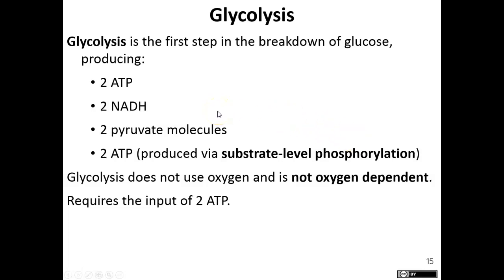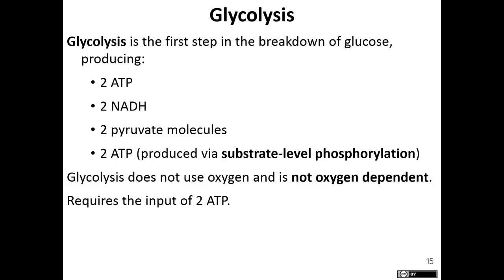So the glycolytic pathway is the first pathway. It is an anaerobic process, which means no oxygen is required for this process. All living things use the glycolytic pathway, but many living things use other pathways as well. So we use glycolysis as the first step of aerobic respiration, but some organisms only use the glycolytic pathway.